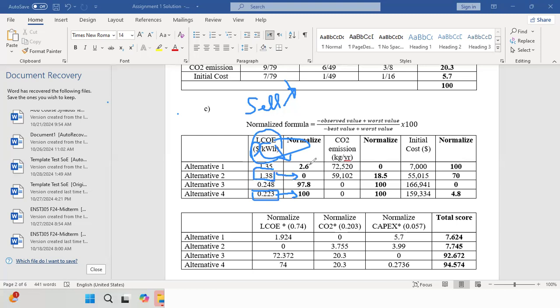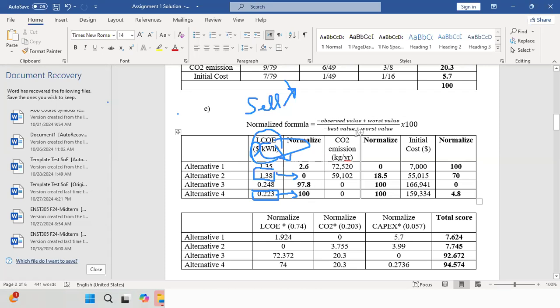And you can always check if your values are reasonable. For example, here 1.35 is close to the worst value, so I expect a low score. While for alternative 3, 0.248 is close to the best score, so I expect a high score. In case you did any calculation error, you can check that your numbers are reasonable.